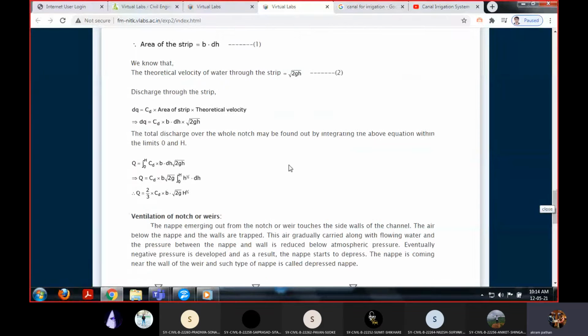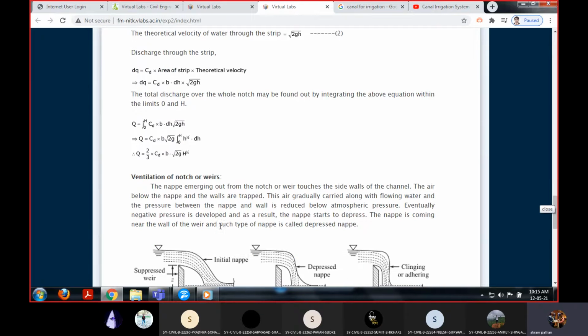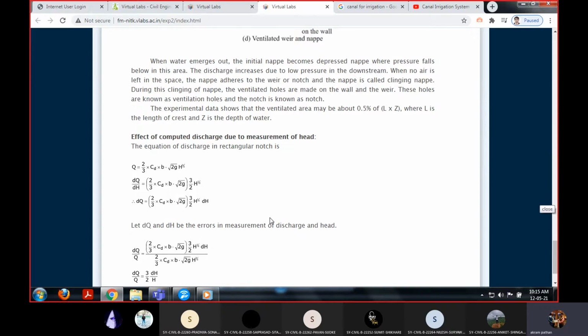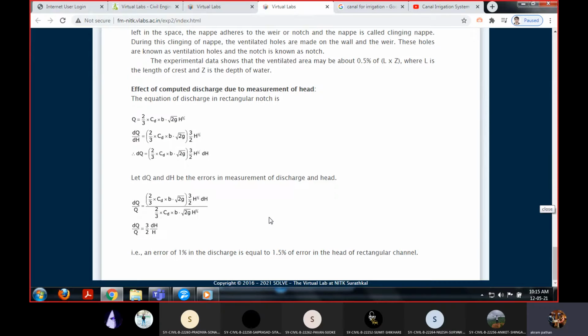Okay, so we have the formula. Theoretical discharge is equal to 2/3 Cd L root 2g H raised to 3/2. Then for the triangular notch, if you do the derivation, we will get 8/15 Cd tan(theta/2) root 2g H raised to 5/2. So that is the formula for the triangular notch.